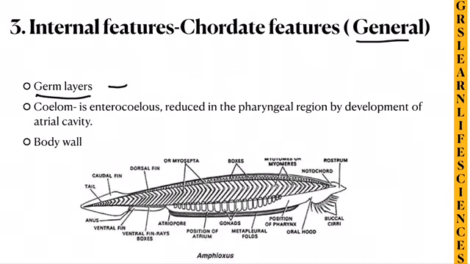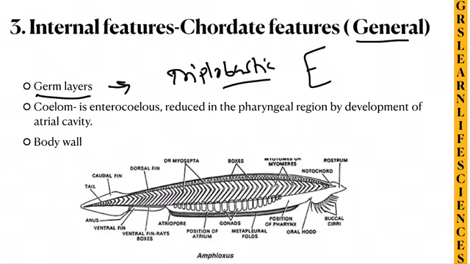Cephalochordates are triploblastic organisms. That means they have three germ layers: ectoderm, mesoderm, and also the endoderm. So their body is formed by three germ layers. So they are triploblastic organisms. Then coelom. So cephalochordates have enterocoelom. So in enterocoelom, the endoderm forms pouch-like structures, and these pouch-like structures form the coelom in the cephalochordates. So that's why we say they have the enterocoelom.